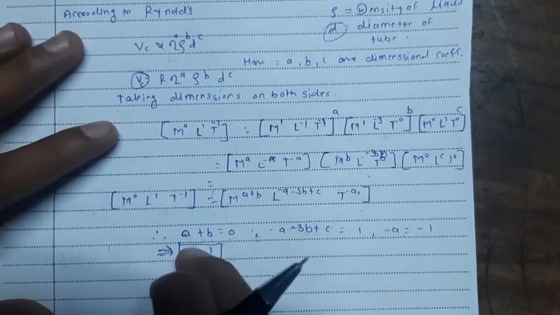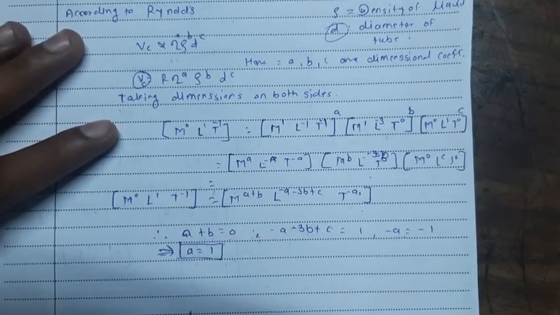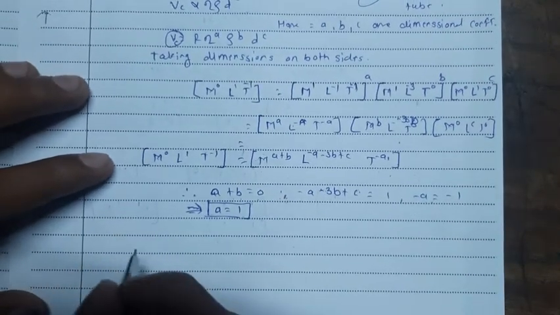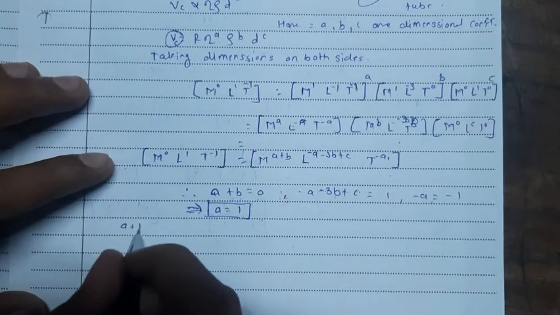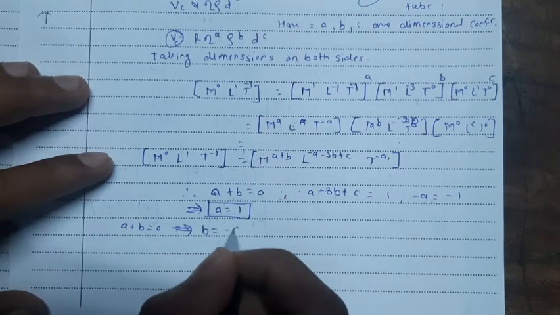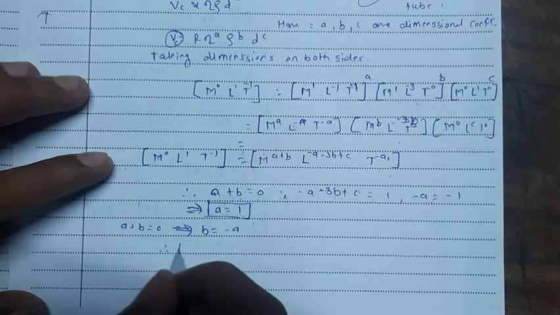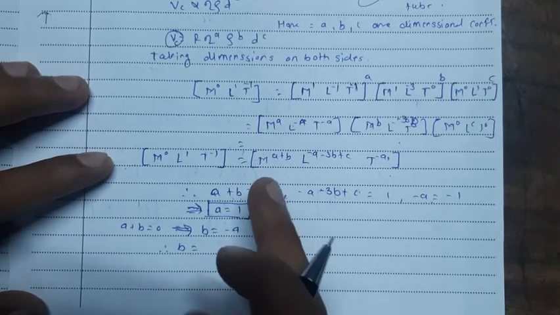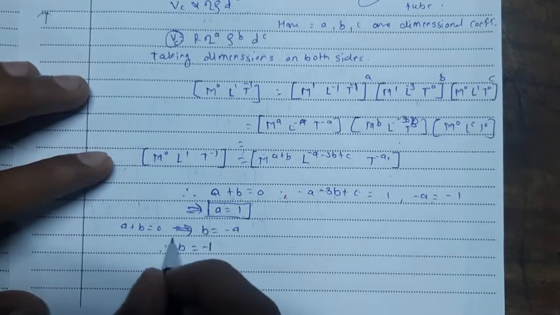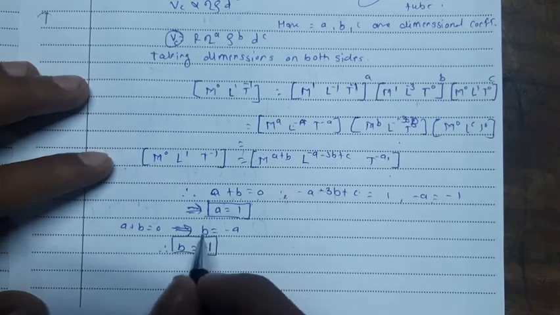If I substitute this value of A in this equation, what will I get? A plus B is equal to 0. From this equation, I can write B is equal to minus A. Therefore, B is equal to minus A. Value of A is 1, so it is minus 1. So B is equal to minus 1. That is the second coefficient.